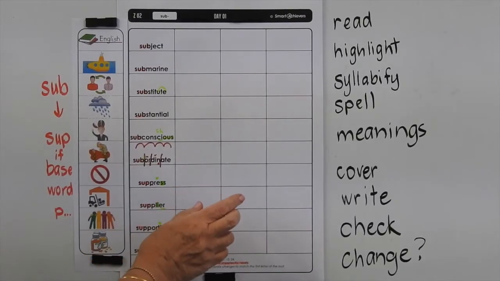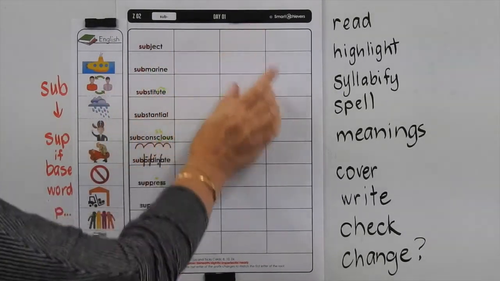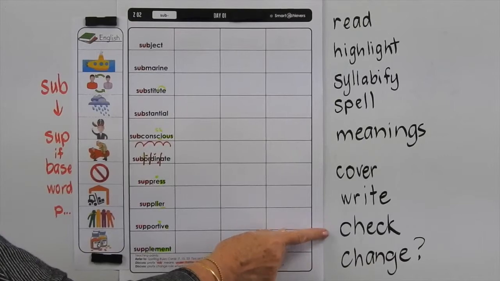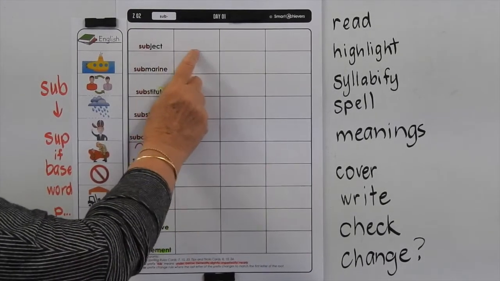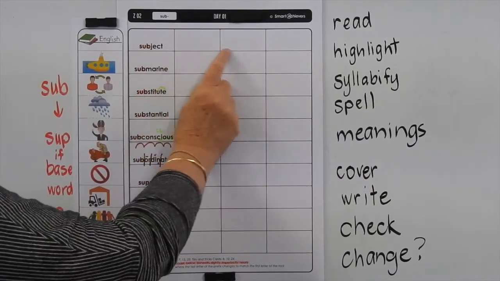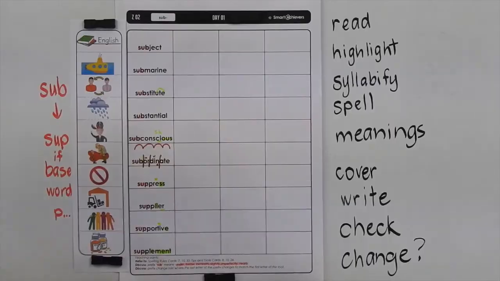Now, what we want you to do now is to have a good look at the word, cover it, write it 3 times, check it. If you've made a mistake, please go back and change it. Now, this is a good opportunity to practice your running writing or cursive writing, and do try and get the letters on the line.